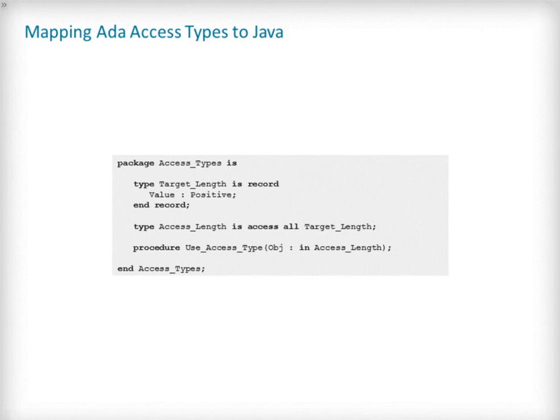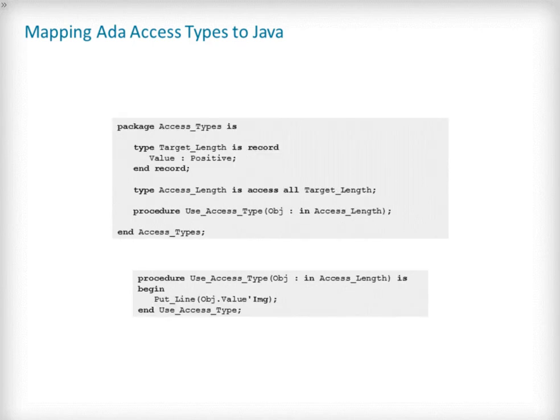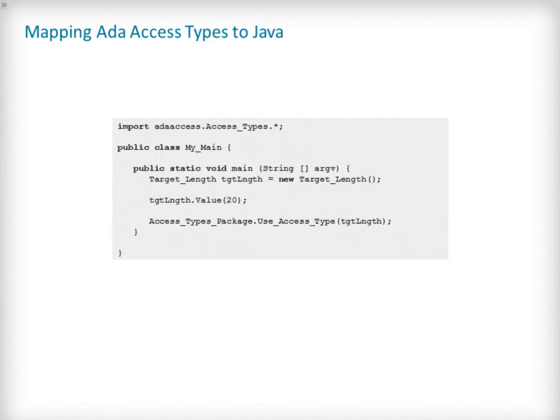An example code here shows a record type along with an associated access type with a primitive subprogram. The implementation of the primitive subprogram displays the value of the field within the record targeted by the access type parameter called obj. Assuming we have run this Ada package specification through Ada to Java, the necessary code will have been generated to allow the following Java main program to compile.